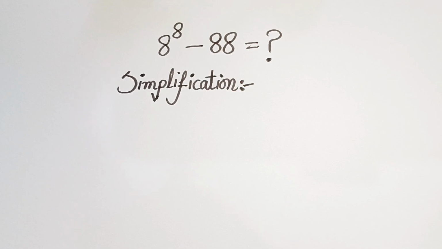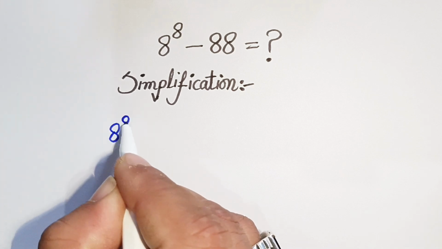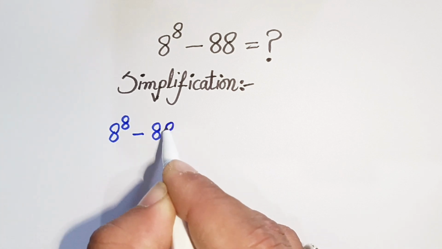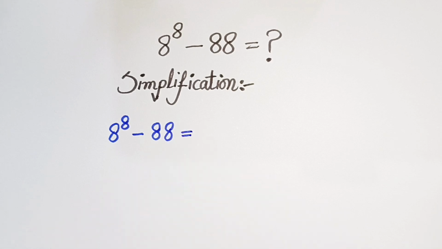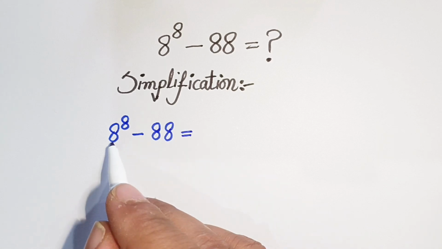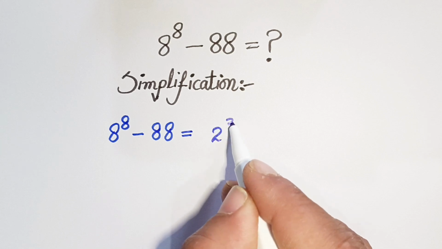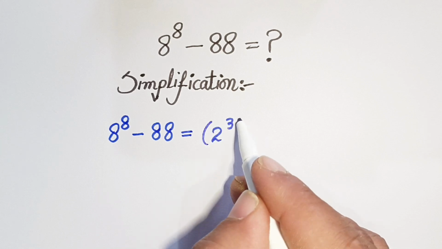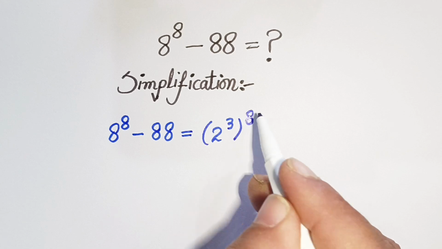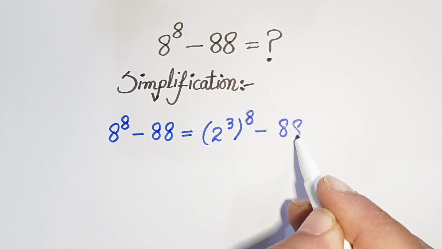Today we have a nice simplification problem: 8 to the power 8 minus 88. We have to evaluate this without a calculator. So 8 to the power 8 minus 88 is equal to, here we can write this 8 like 2 cubed. So (2 cubed) to the power 8, and minus 88.